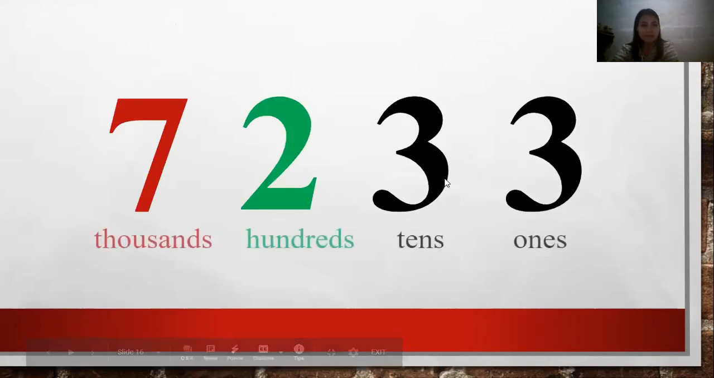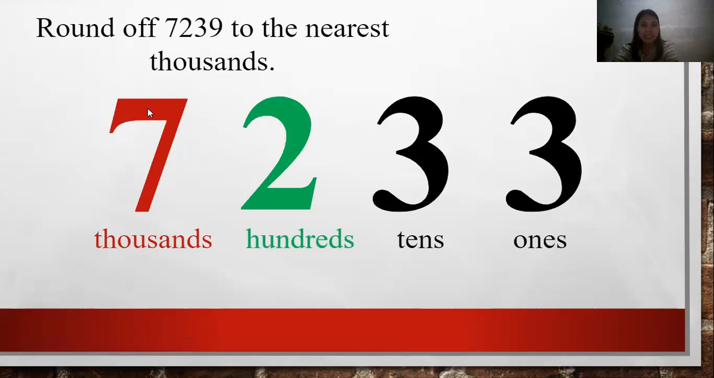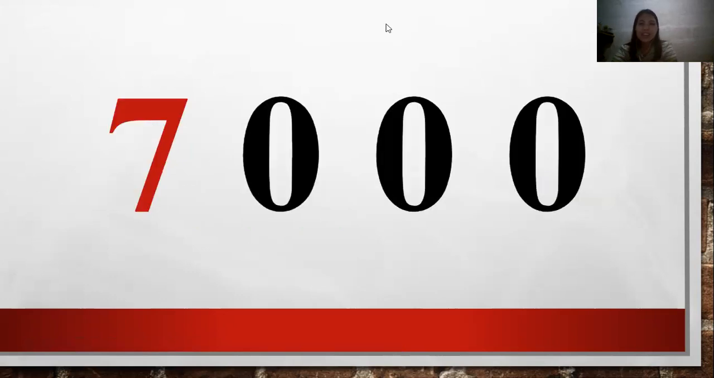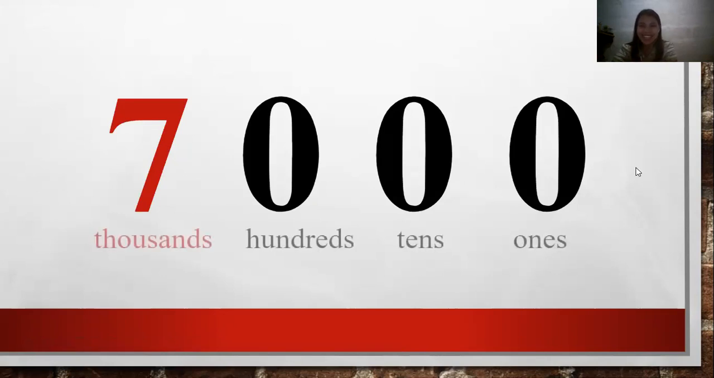O, tingnan natin. Yan. So, si 2 yung idadagdag sana natin kay 7, pero mababa siya, hindi siya umabot sa 5, hindi tayo magdadagdag kay 7. So, ang mangyayari, 2 is less than 5. Mas mababa yung 2 kaysa kay 5. So, we just drop the digits to the right and make it zeros. Kopyahin lang natin si 7 at gawin natin 0, 0, 0 yung mga nasa likod kung ilan yung number na yan. Okay? Naintindihan po ba?